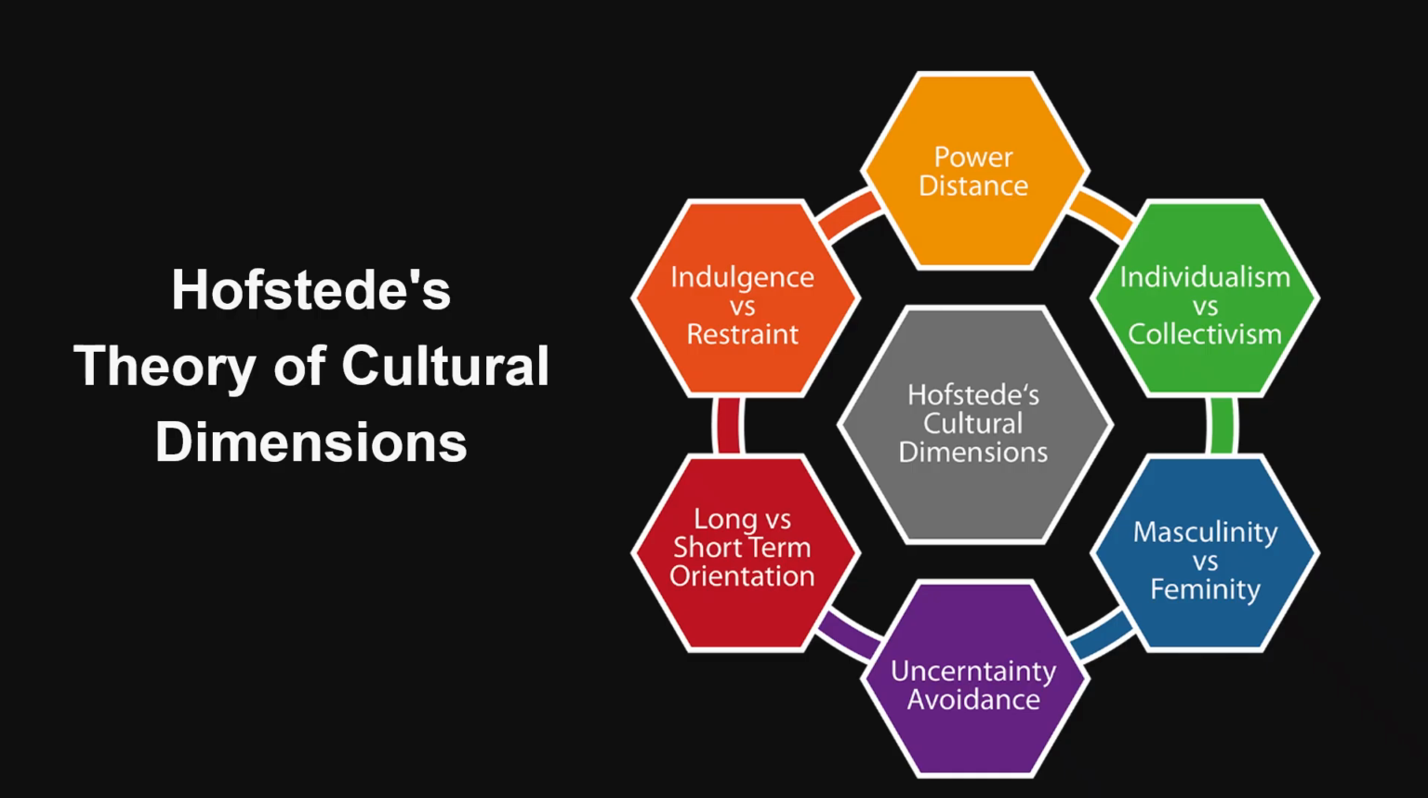So the first one we'll look at is power distance. This is represented often as PDI, power distance index. And basically, this is measuring the extent to which less powerful members of a society accept and expect that power is distributed unequally. Some places around the world, some cultures accept that power is distributed unequally. They expect that to be the case.